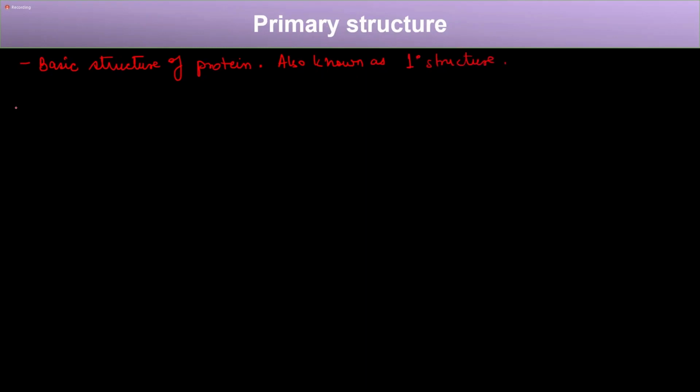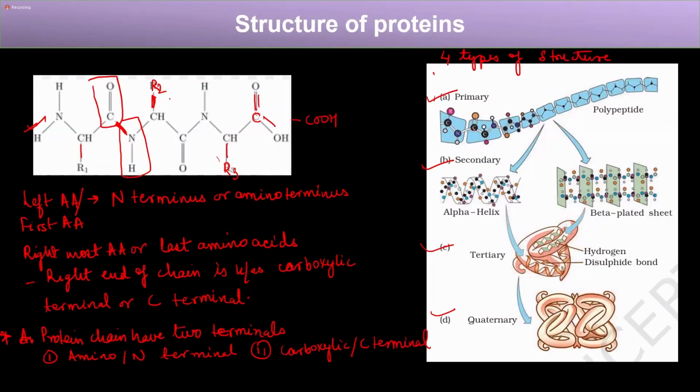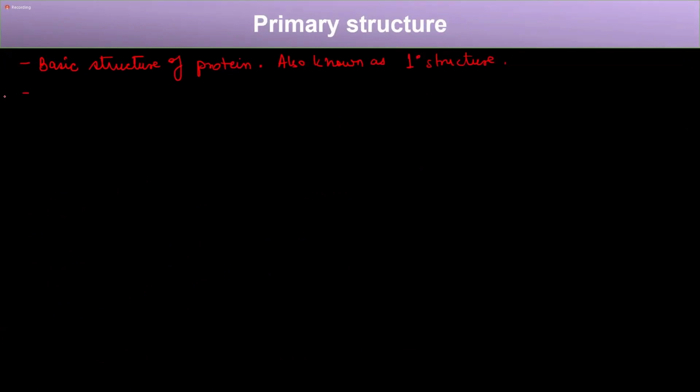Now, what do we have in the primary structure? If you look at the figure, here we can see the chain of amino acids: one amino acid, second, third, fourth. These are linearly arranged. So in the primary structure, we have a linear chain of amino acids, and we know that these amino acids are connected by peptide bonds, right? So they are joined by peptide bonds. In the primary structure, we have only peptide bonds.